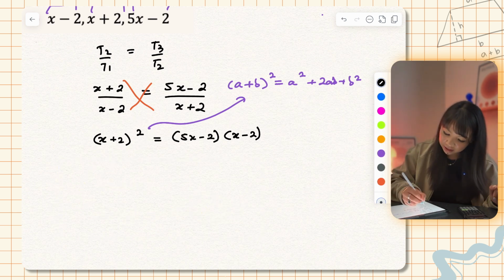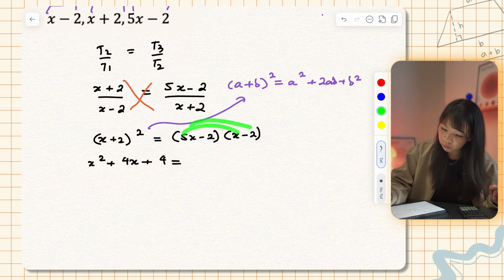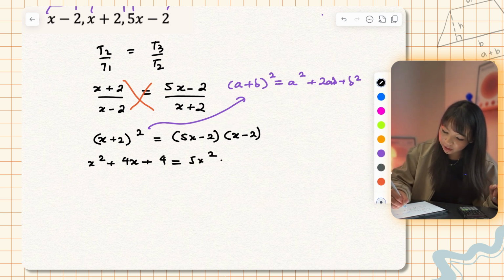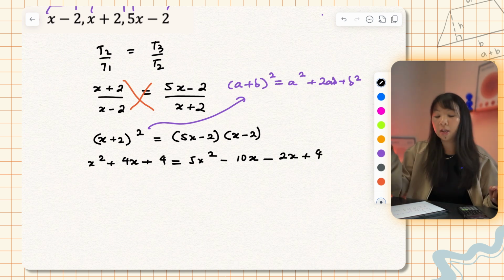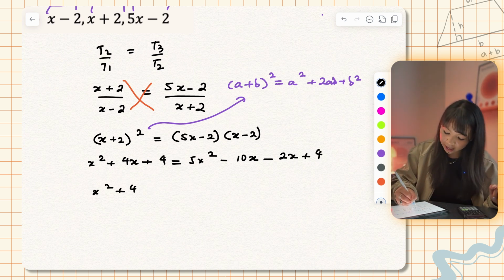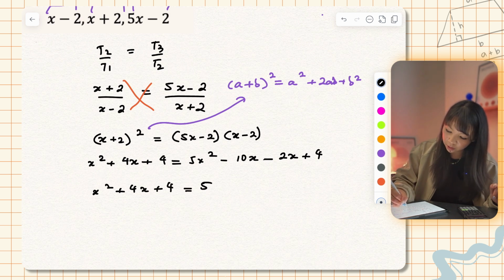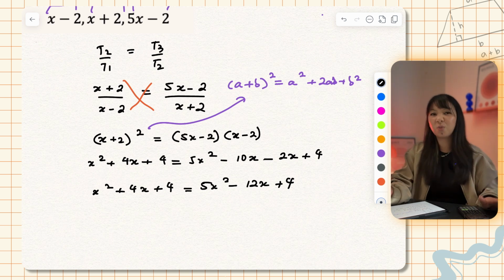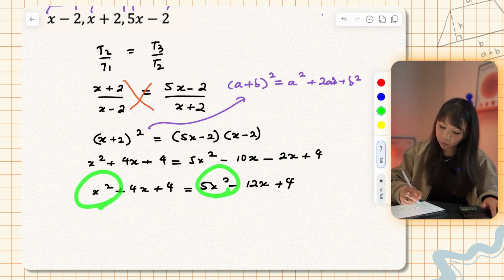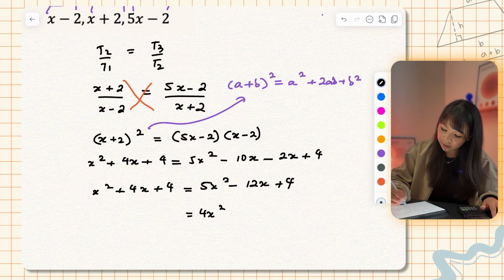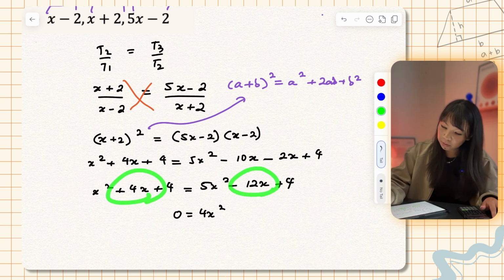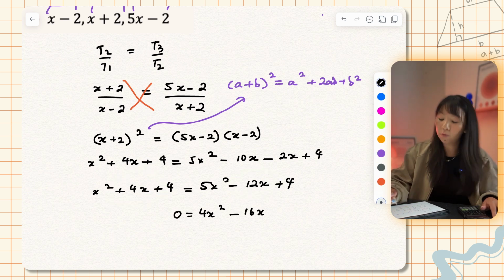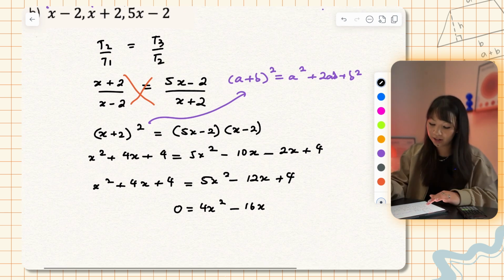All right, so that means this will be x squared plus 4x plus 4 is equal to, and if you expand this one out with the rainbow method, we get 5x squared minus 10x minus 2x plus 4. Okay, let's continue to simplify. We get x squared plus 4x plus 4 equals 5x squared minus 12x plus 4. I'm going to bring everything over to the right just to keep it positive. 5x squared minus x squared gives you 4x squared, minus 12x minus 4x gives you minus 16x, and 4 minus 4 gives you 0. So it becomes quite nice.